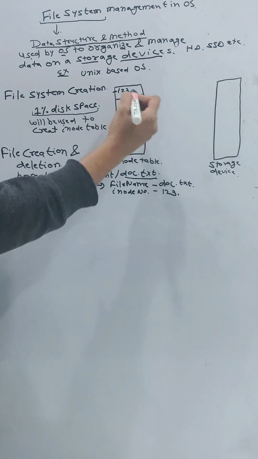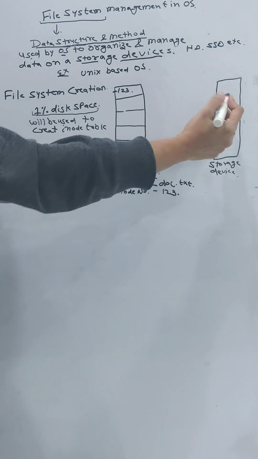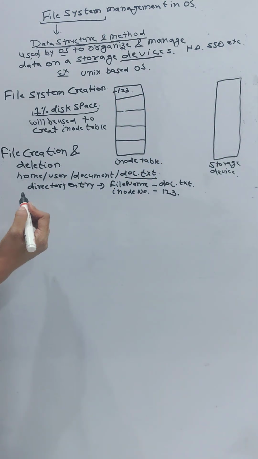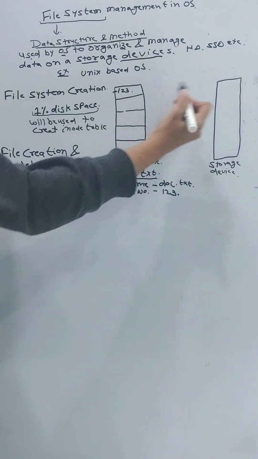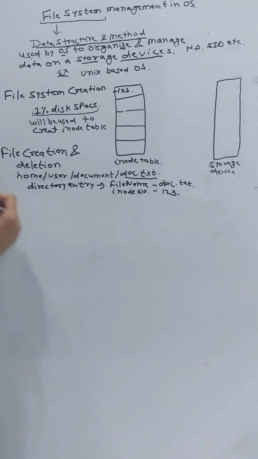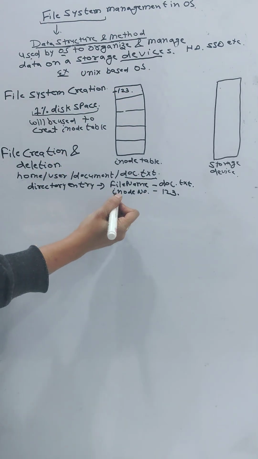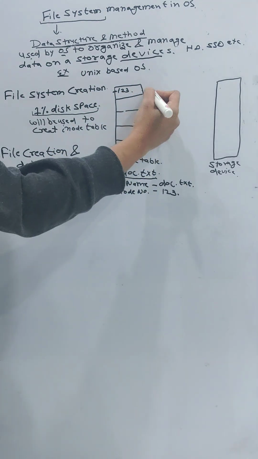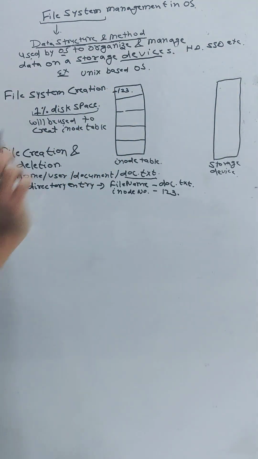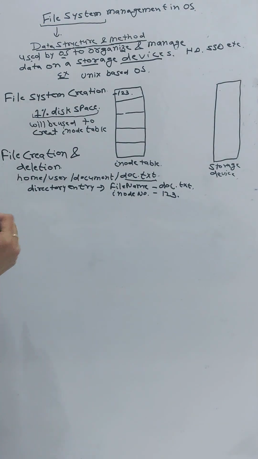Now we'll see how our data will be stored in the storage device. In the next point we'll see how inode will be mapped to our storage devices. Similarly, at the time of deletion, this inode will be deleted. For this doc.txt, the directory entry will be deleted, and all the pointers pointing to these storage devices will also be deleted. Now third point is metadata storage.